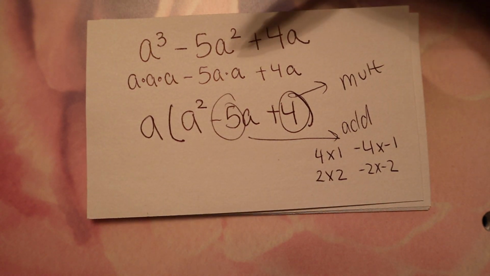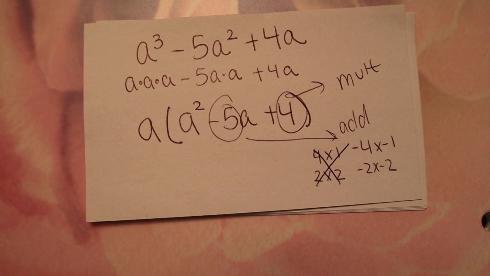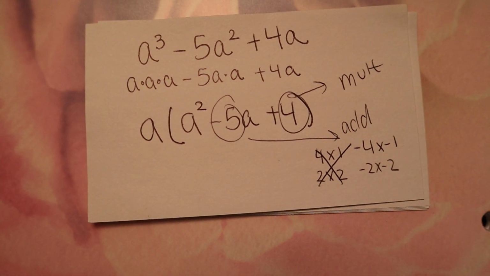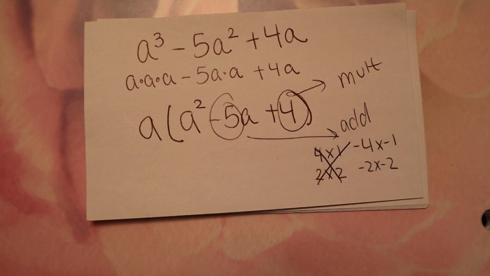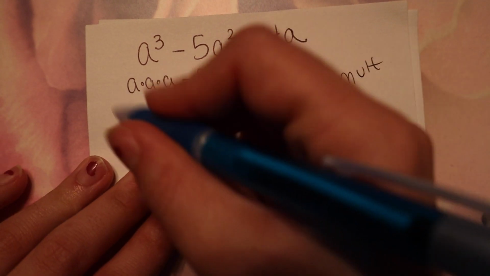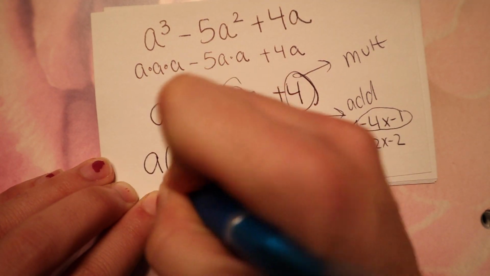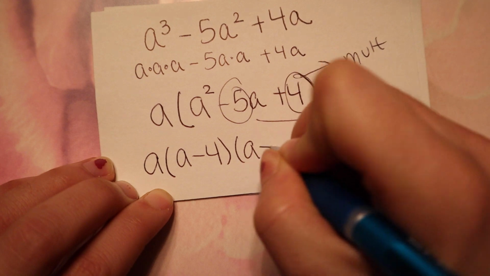Since I wanted to add to a negative number, I want my factors to both be negative this time. Because having them both positive, there's no way it's going to add to a negative. And negative 4 plus negative 1 will add to a negative 5. So these are the factors I'm going to choose. So this time a will be on the outside. I'm going to have a minus 4 and a minus 1.